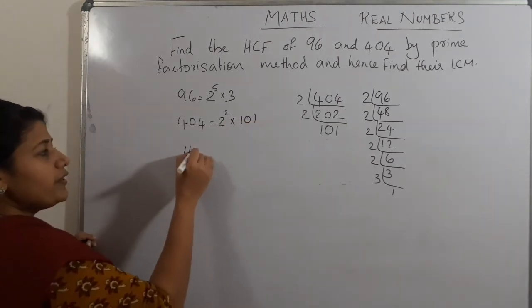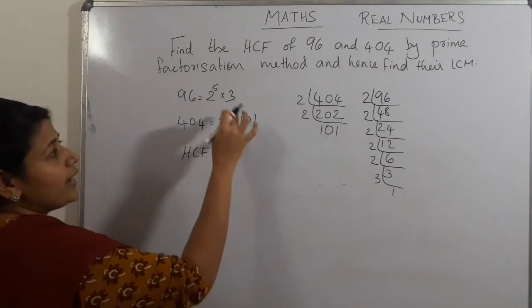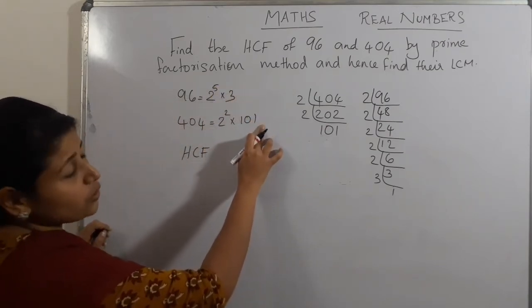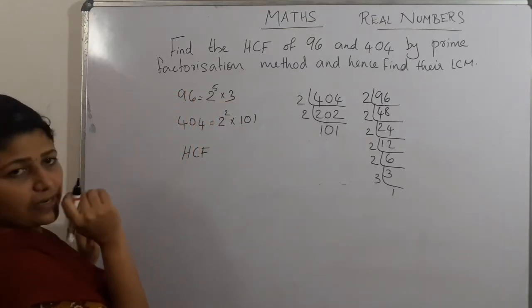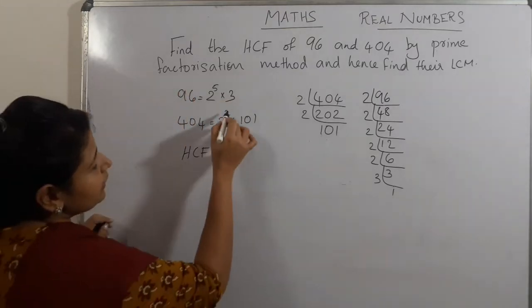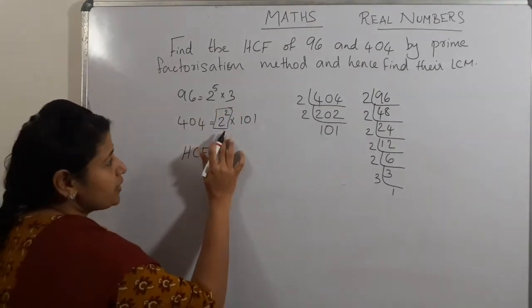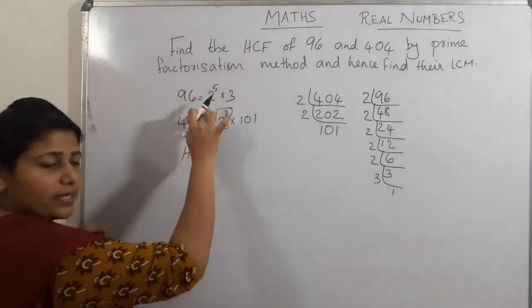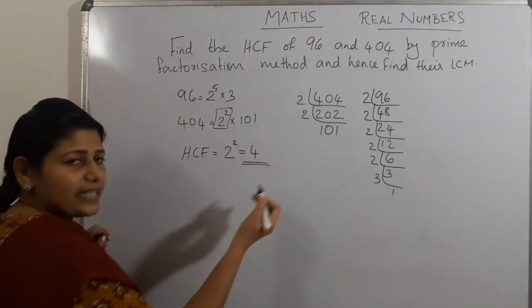So to find the HCF, here 2 raised to 2 is there and 101 is there, and in 96 there is a 3. The 3 and 101 are not common to both. Only 2 is the common factor for 96 and 404. And the minimum common power is 2 raised to 2. Here also 2 raised to 2 is there, and here also. So we can take this as 2 raised to 2. That means 4 is the HCF.